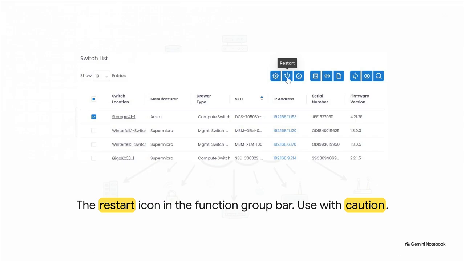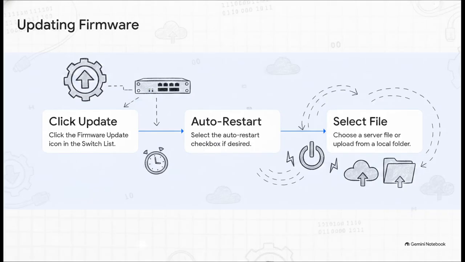And right there in that same interface, you'll notice a function group bar packed with really useful icons. Take a look at that restart icon, for instance. Having powerful actions just a single click away is fantastic, but a quick word of caution here. Clicking this will restart the switch and temporarily drop the system. It's a super powerful tool, so just use it carefully, unless you want to become the least popular person in the IT department today.